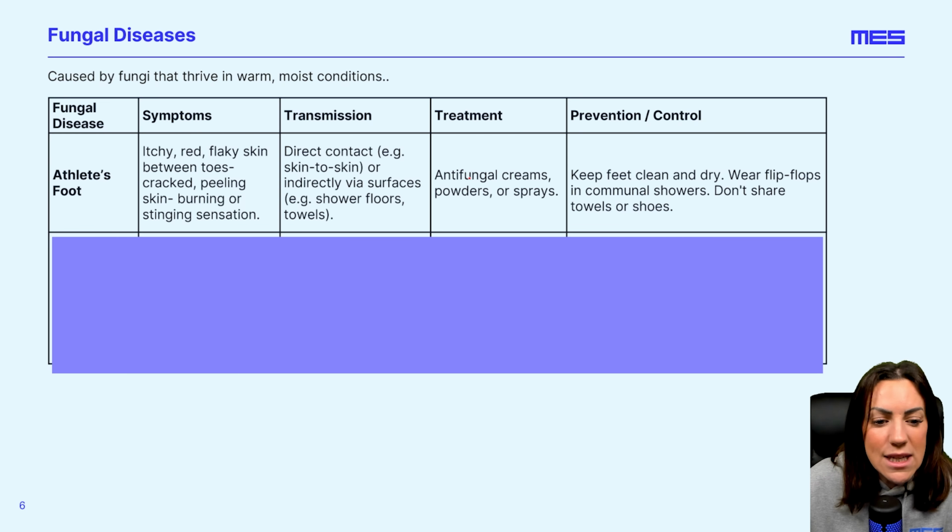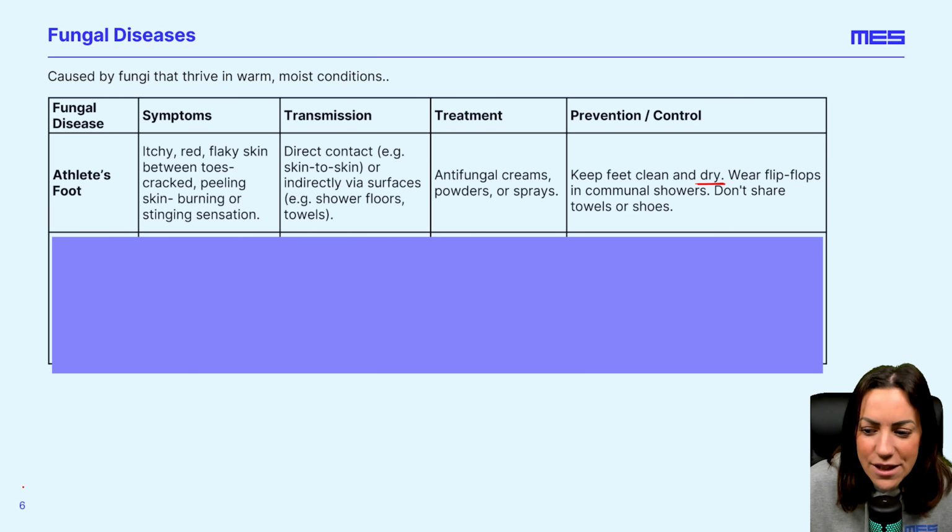Now, it can be treated with antifungal creams, or powders or sprays that will kill the fungus on your foot. But to prevent it, you can also try and keep your feet clean and dry, because remember, this fungus will thrive in moist conditions. So trying to keep your feet dry or using talcum powder to keep your feet dry could help. And wearing flip-flops if you're using a communal shower or you're walking around in a communal swimming baths, keeping your feet covered with your flip-flop. Not sharing towels, not sharing socks, not sharing shoes with anyone that might be infected would also be a method of prevention.